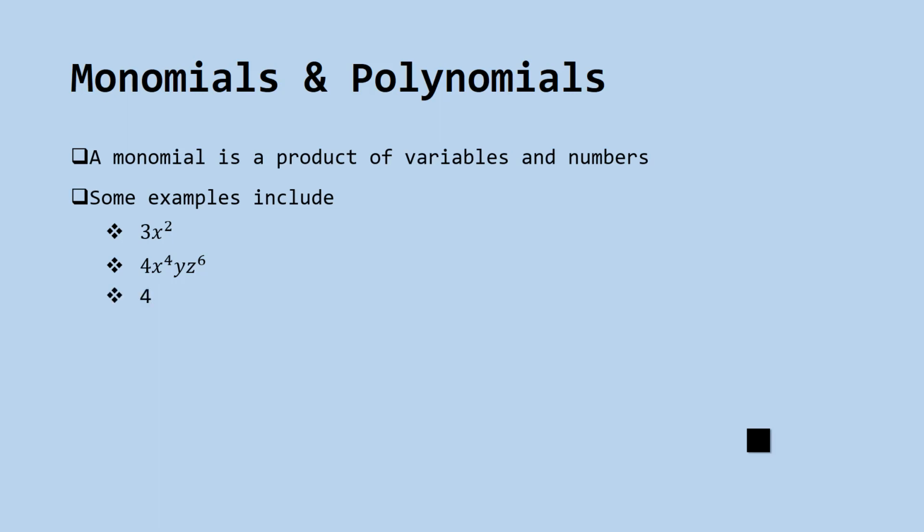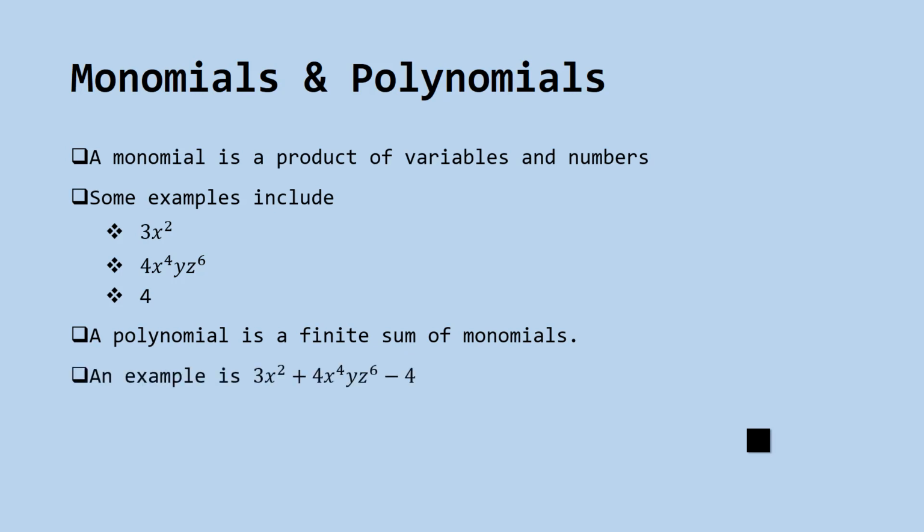You may have heard the word term. Term is another term used for monomial. They're kind of used interchangeably. Now, a polynomial is a finite sum of monomials.